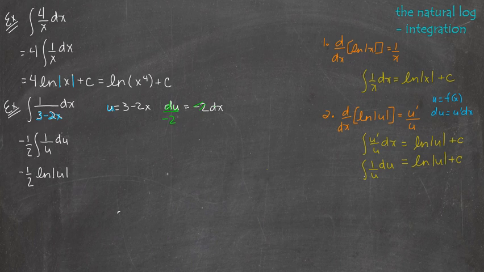Actually, natural log of absolute u plus c. Now all I have to do is plug back in for my u value. So -1/2 the natural log of absolute 3 minus 2x plus c. So I know this whole thing seems kind of hand-wavy and too simple to be true, but it is true.